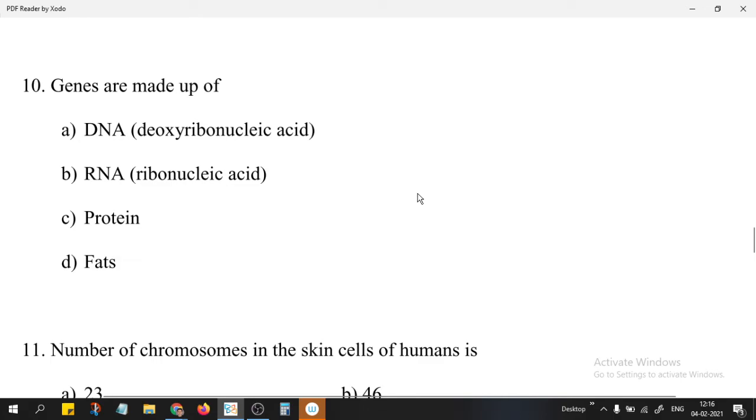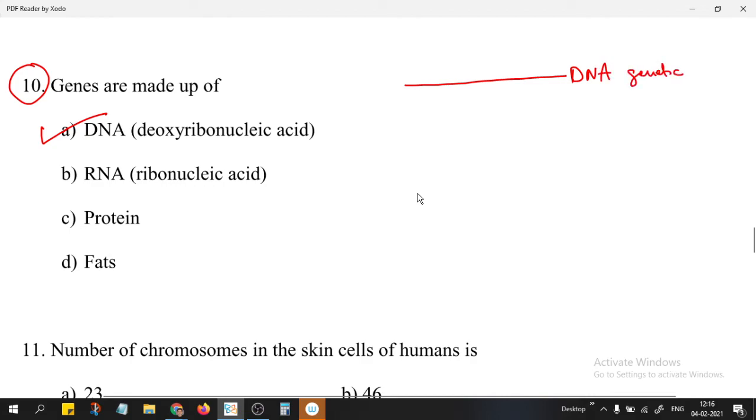Genes are made up of, this is a direct easy one. RNA? Anyone else? Sir, DNA. Genes are made up of DNA. DNA is the storage material of all the genetic information.